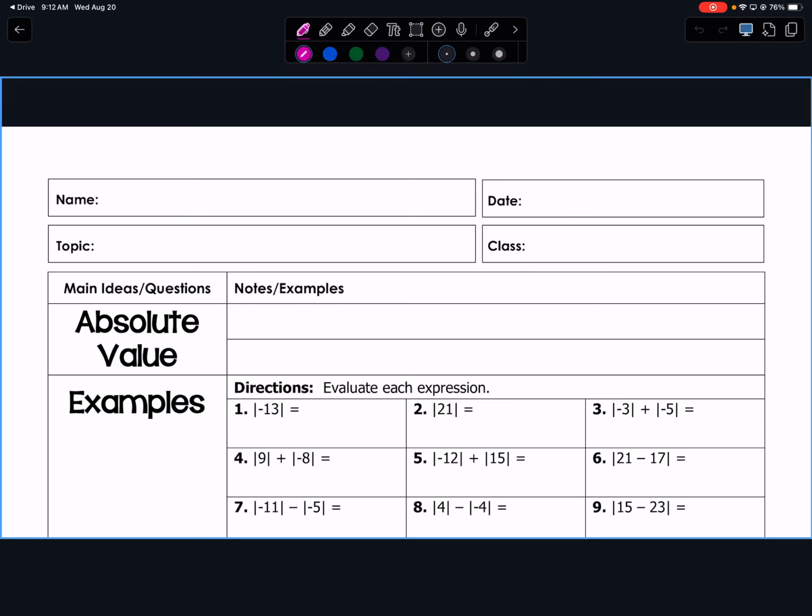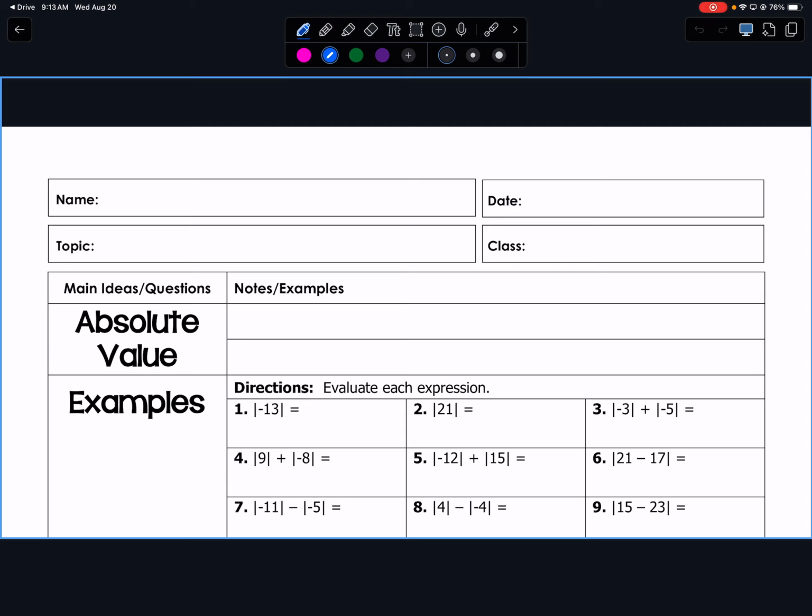So absolute value. And I understand that you guys have seen absolute value before. But again, because you guys are coming from different schools, different districts, I want to make sure that we're all kind of on the same page. So the first unit is probably very much a review of what you guys have already seen before. And then as we progress into the future units, it'll be stuff that is a little less familiar to you.